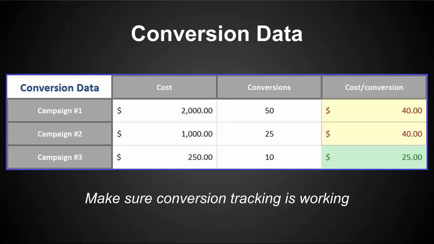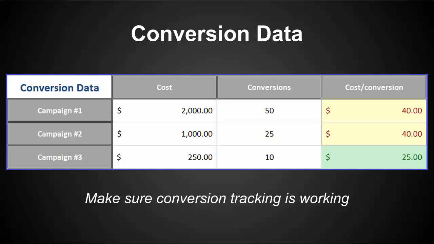The first and foremost, most important thing when it comes to analyzing the performance of a campaign is conversion data. This may seem obvious if you take the examples here. If you have campaign 1 that has 50 conversions, campaign 2 has 25 conversions, campaign 3 has 10 conversions, it's easy to say, just looking at conversion data, that the one with 50 conversions would be quote unquote better.